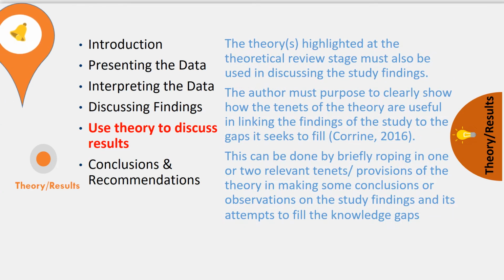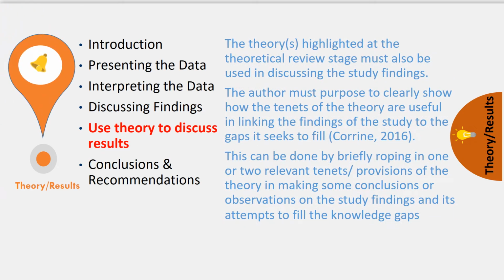And use the theory to discuss the results. So the theory or theories highlighted at the theoretical review stage must also be used in discussing the study findings. The author must propose to clearly show how the tenets of the theory are useful in linking the findings of the study to the gaps it seeks to fill. This can be done by briefly roping in one or two relevant tenets or provisions of the theory in making some conclusions or observations on the study findings and its attempts to fill the knowledge gaps.